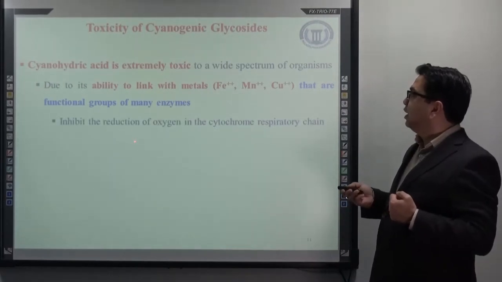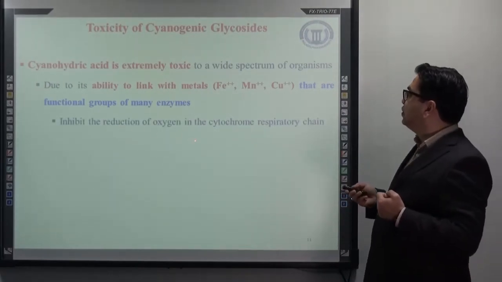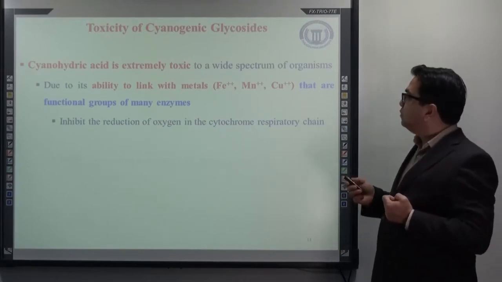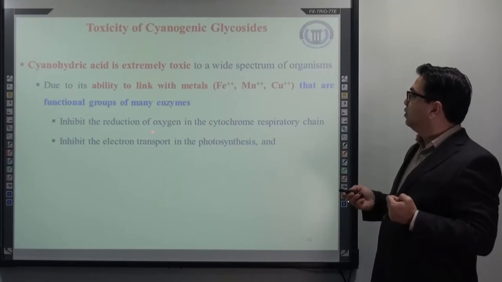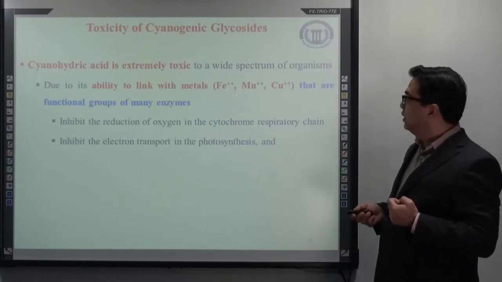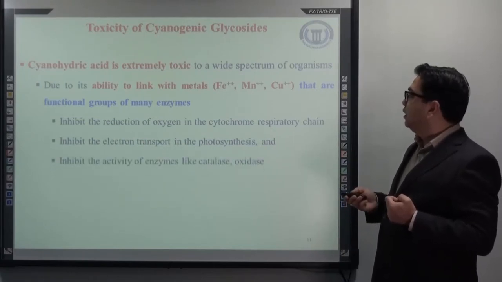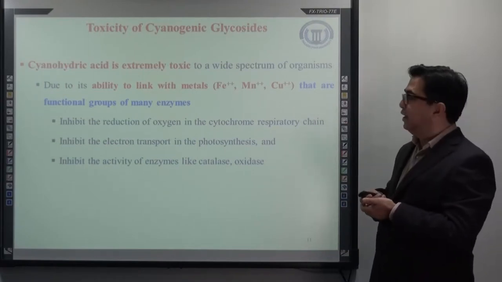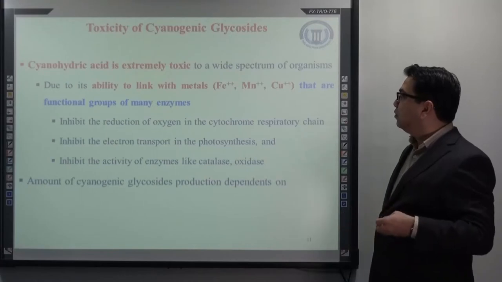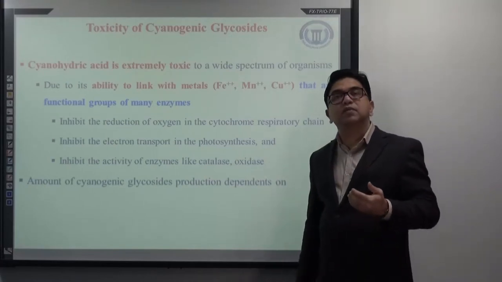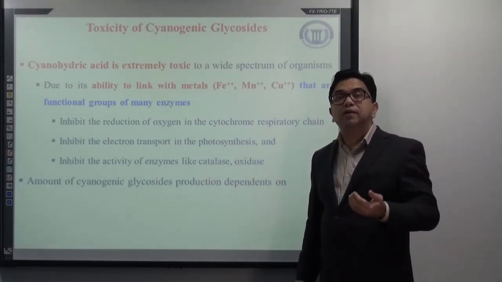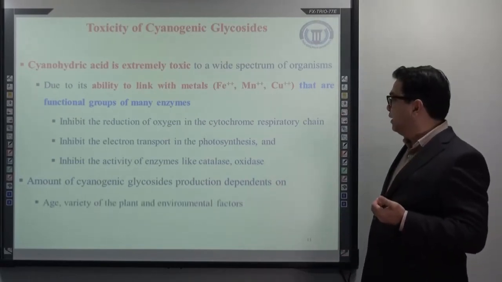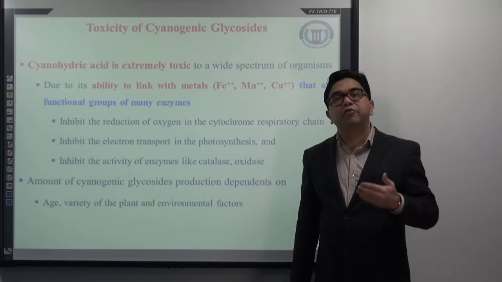It can also cause inhibition of the reduction of oxygen in the cytochrome respiratory chain. It can also inhibit the electron transport in photosynthesis and inhibit the activity of enzymes like catalase and oxidase. The amount of cyanogenic glycoside produced by a plant depends on the age of the plant, the variety of the plant, as well as environmental factors.